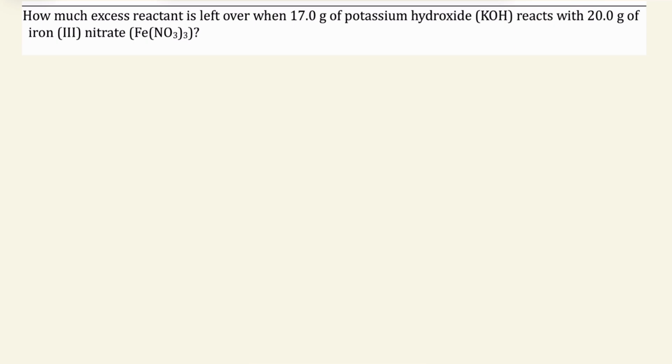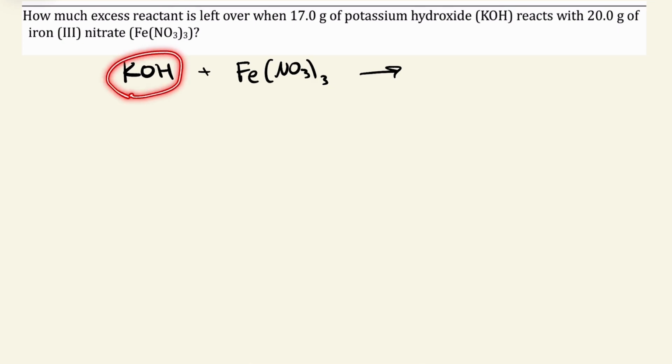The first thing we're going to do is write out the balanced equation. So we're going to have potassium hydroxide react with iron 3 nitrate. And here we need to predict our products. Now I notice that both of my reactants are formed by an ion bonding with a polyatomic ion. So we're going to predict that this is going to be a double displacement reaction. In other words, the ions are going to swap partners.